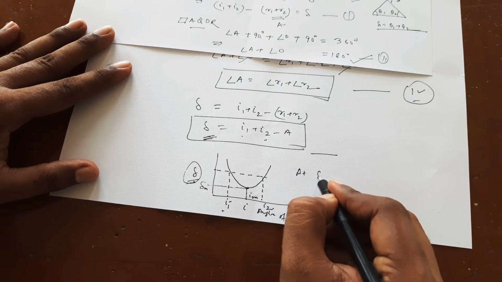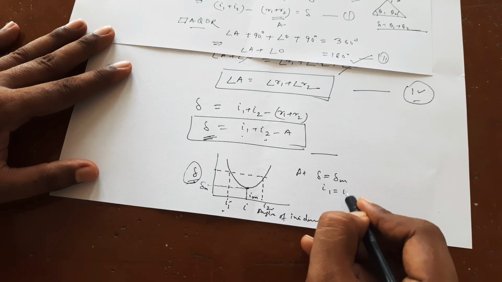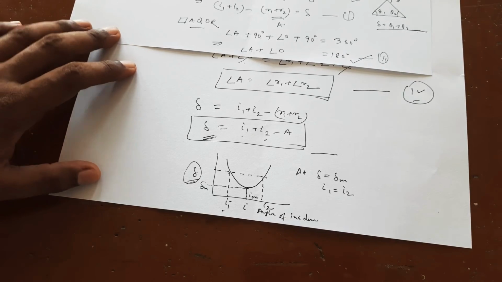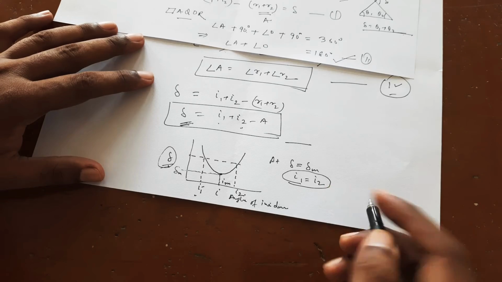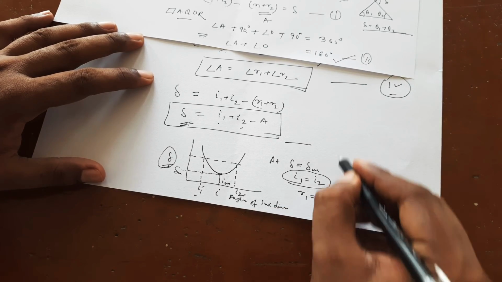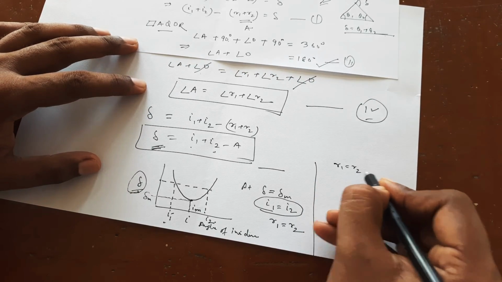So at delta equal to delta M, I1 is equal to I2, that is, angle of incidence is equal to angle of emergence. And if it is possible that I1 is equal to I2, we can also say R1 must be equal to R2. How? Let's prove it. R1 is equal to R2, we have to prove.